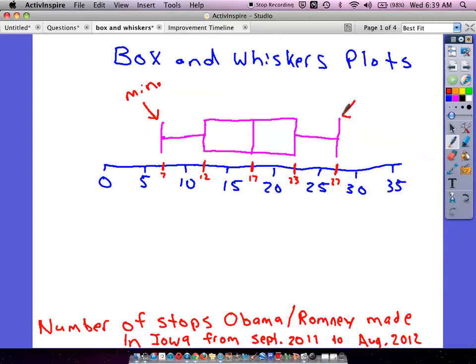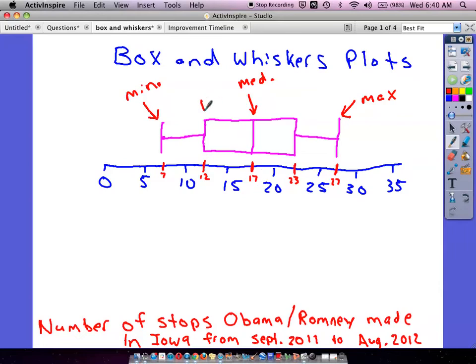This should be familiar over here. The maximum number, which is just the biggest number. That means one of the months here, they actually stopped 27 times. This should also be familiar. This middle line, that's the median. That means that if we had all the months that they stopped and listed all the times they stopped in order, 17 would be the middle number of those sets of numbers.